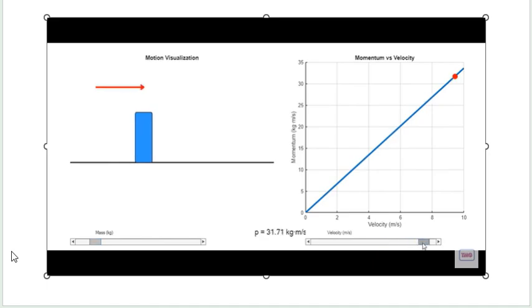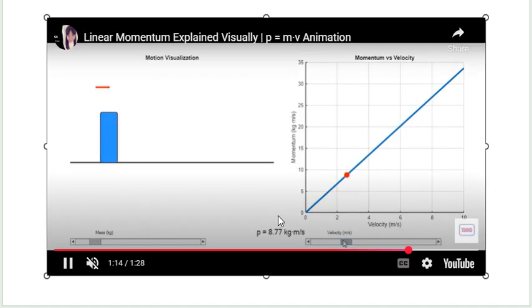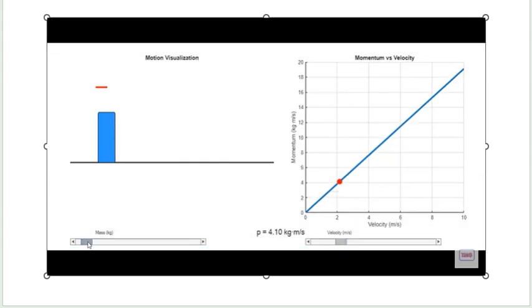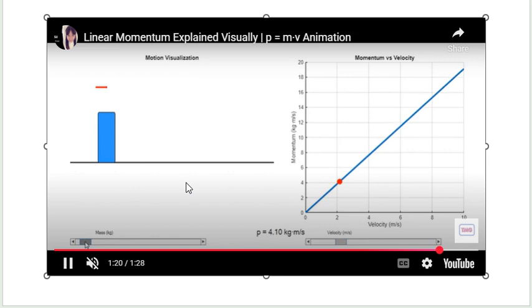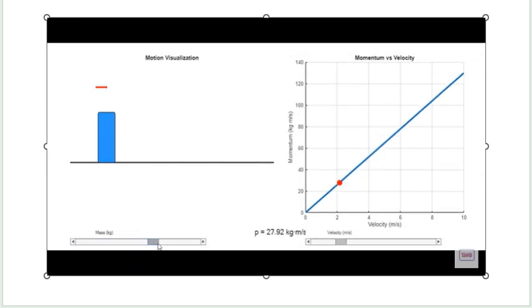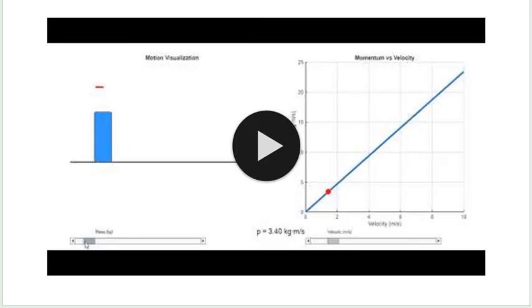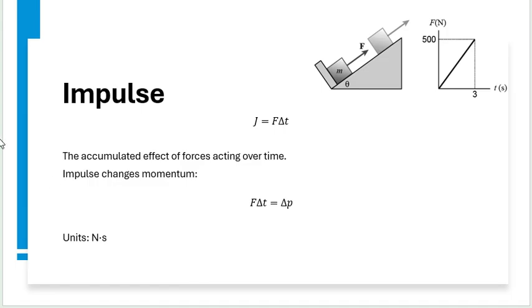It is showing you the momentum versus velocity relationship, and they are again directly proportional. Mass and velocity are directly proportional to your momentum. So never forget that. All right, and then of course, the next one is impulse.